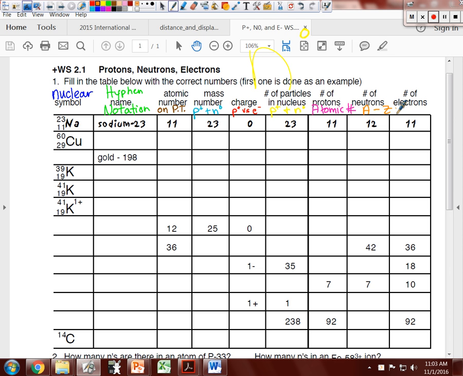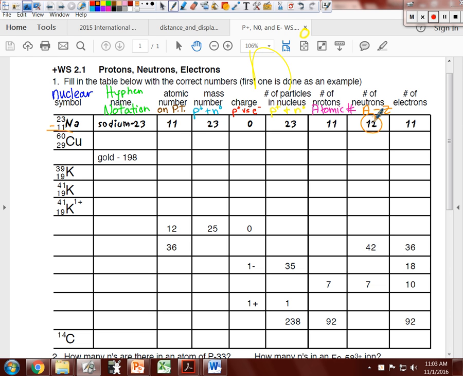So do you agree that you could do 23 minus 11? You can turn that into a very basic elementary subtraction problem. And that will give you the number of what? Neutrons. So what's 23 minus 11? Well, there's your number. Okay. So if you use this, it'll make it a whole lot easier to do it.